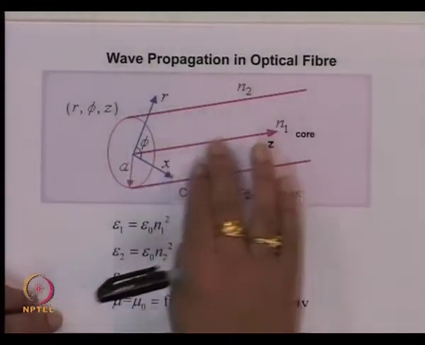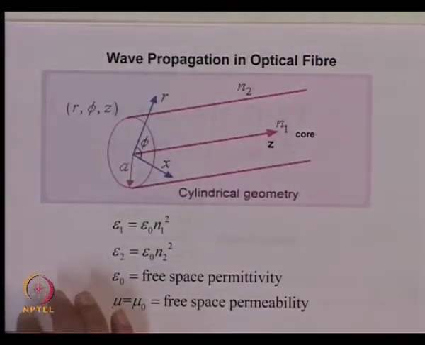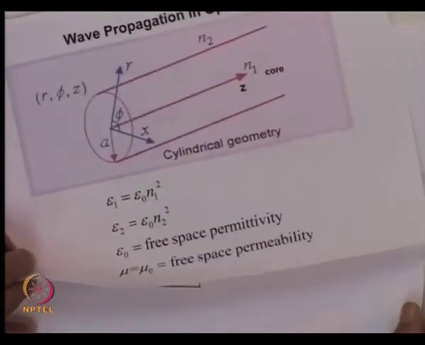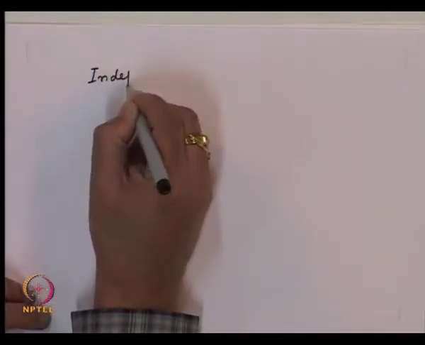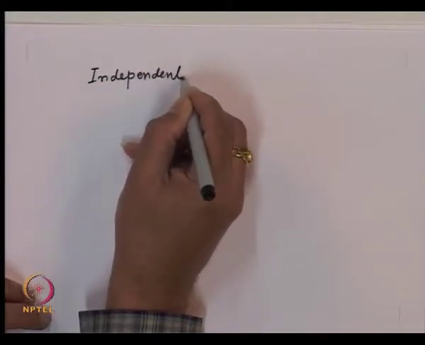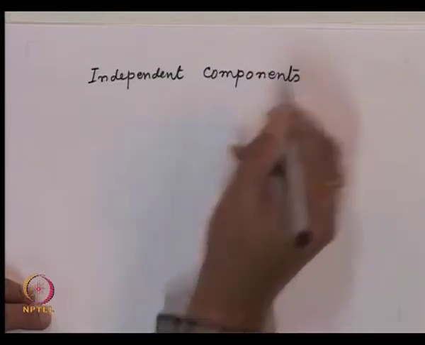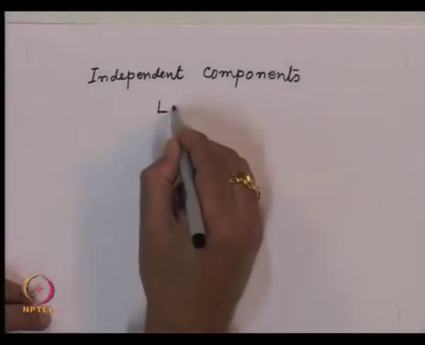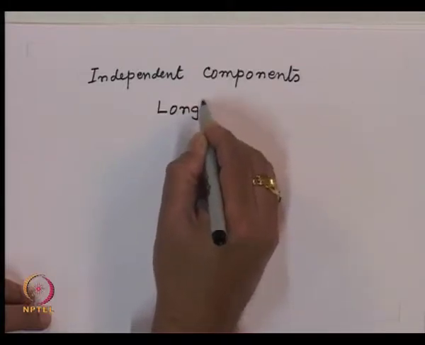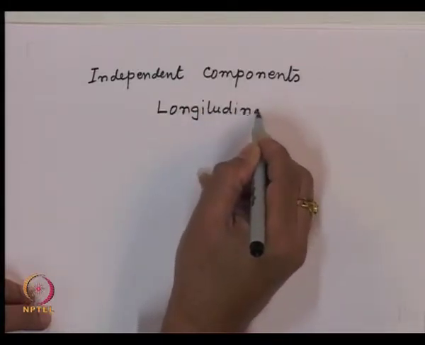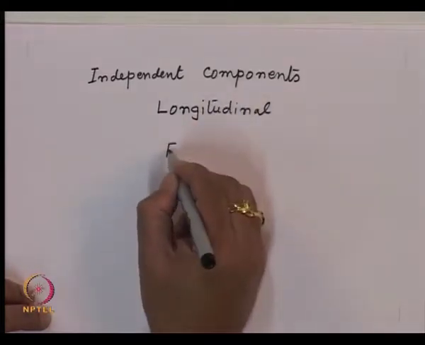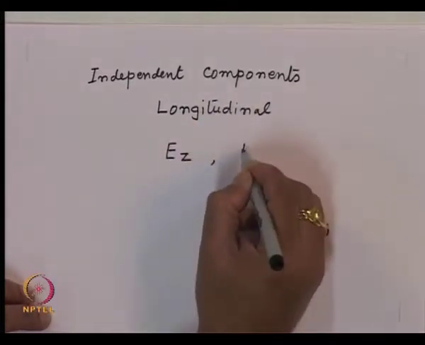The components which are oriented in the z direction, or along the axis of the optical fiber, we call the longitudinal components of the electric and magnetic fields. So, we have these independent components which are longitudinal, Ez and Hz.